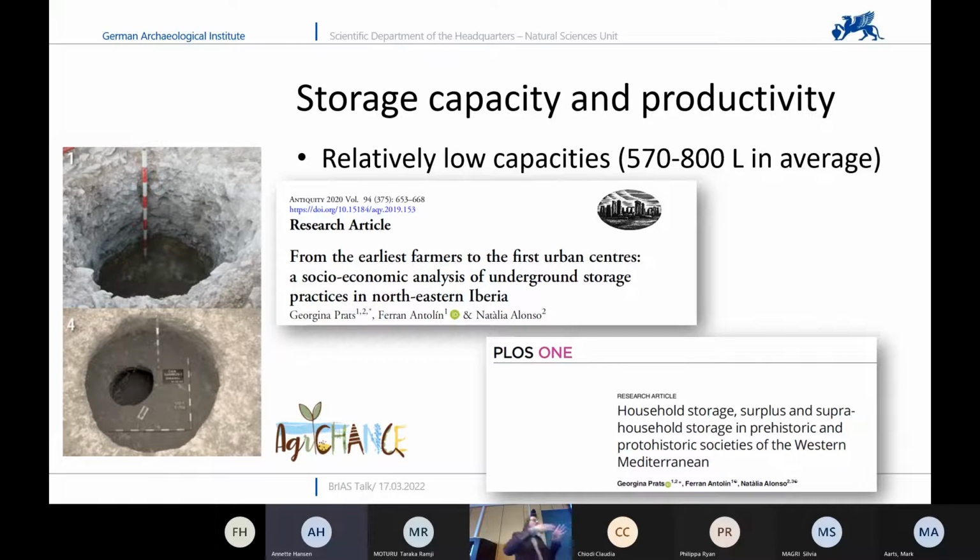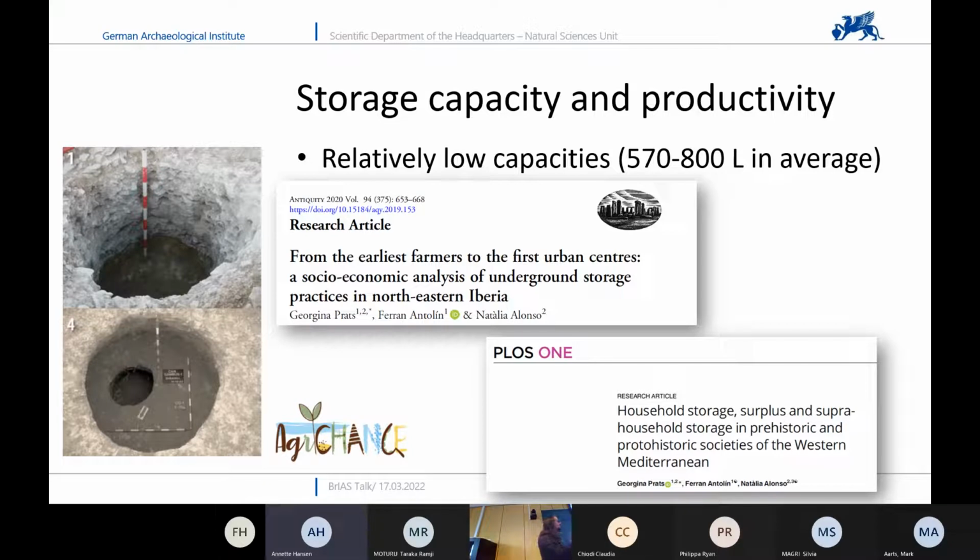Of course, one family could have three silo pits and we cannot prove that. But since we see this progression over time, we think it's possible that they are actually reflecting how much they are producing on average during the Neolithic. And this is considered to be not enough for a diet based on cereals for a nuclear family. So at least 1,200 liters would be what you would expect, so that there is enough to sow for the following year.